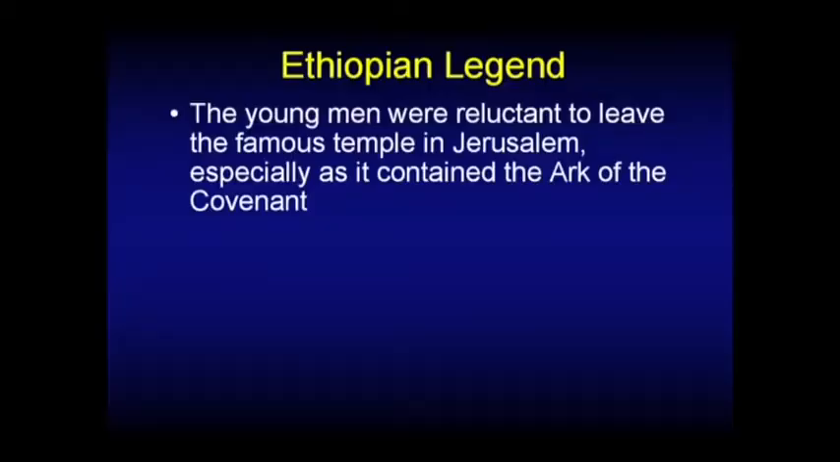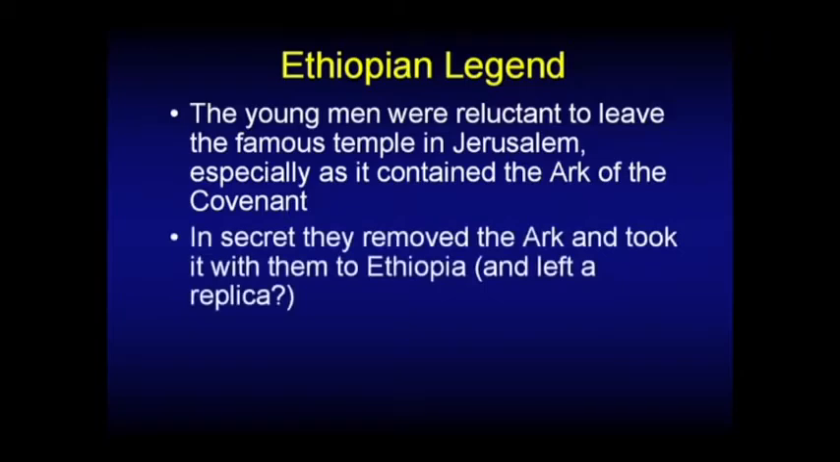And the young men were reluctant to leave the famous temple in Jerusalem, especially as it contained the Ark of the Covenant. So the legend is that they secretly removed the Ark of the Covenant and left a replica. And they took it with them to Ethiopia. And that's the Ethiopian legend. It is an official view inculcated in the history of Ethiopia. It is quickly disprovable from the Bible.